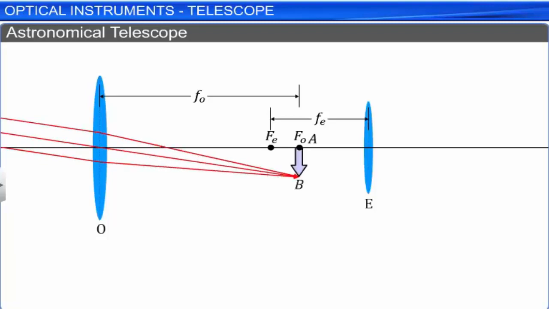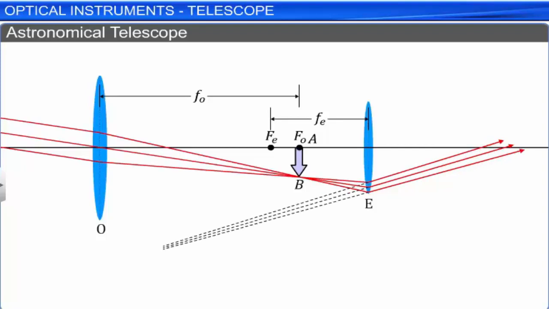The image AB acts as an object for the eyepiece, and the final image A'B' of the distant object is formed by the eyepiece. The image A'B' is virtual, magnified, and is inverted with respect to the original object. Let the angle subtended by the object at the objective be alpha. Since the object is far away, the angle subtended by it at the objective is the same as the angle subtended by it at the eye.